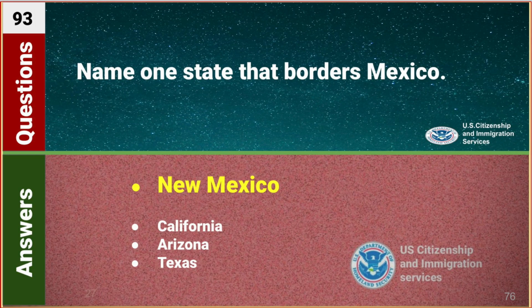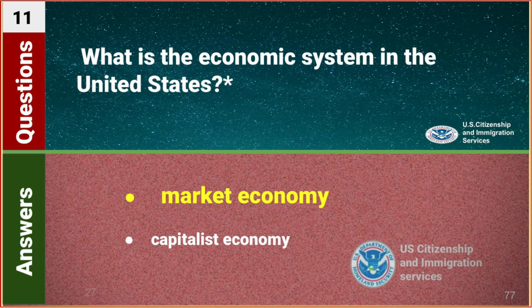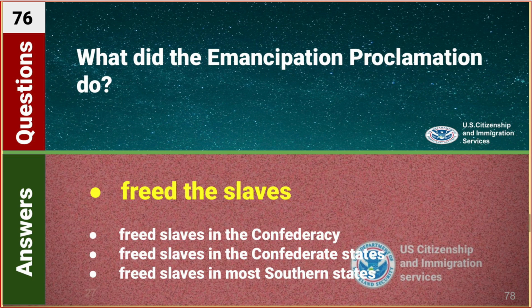Name one state that borders Mexico. New Mexico. What is the economic system in the United States? Market economy. What did the Emancipation Proclamation do? Freed the slaves.